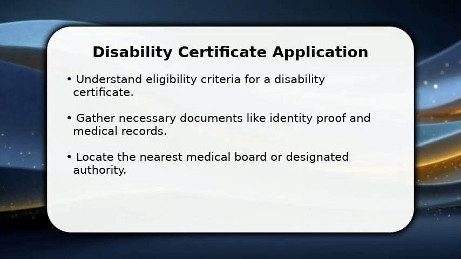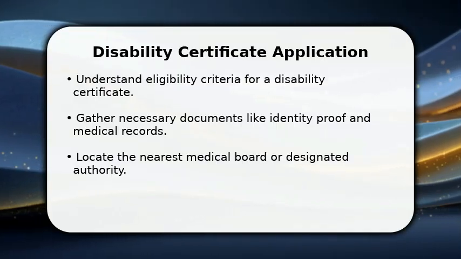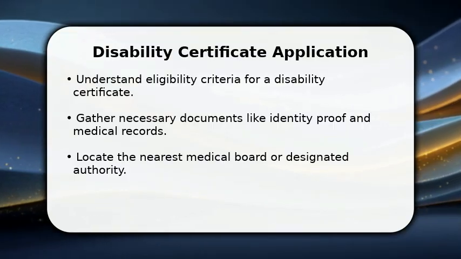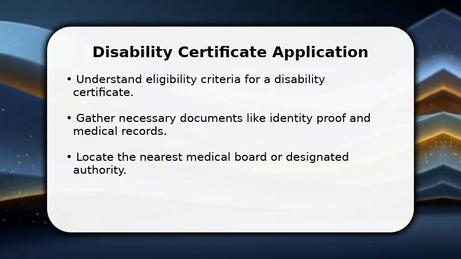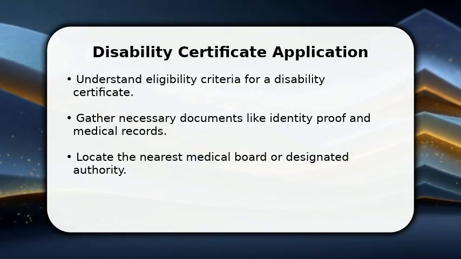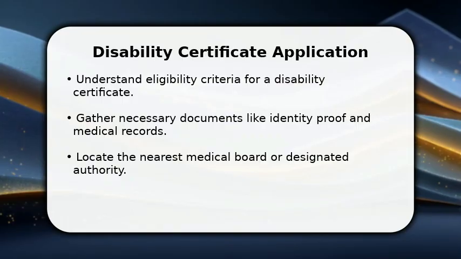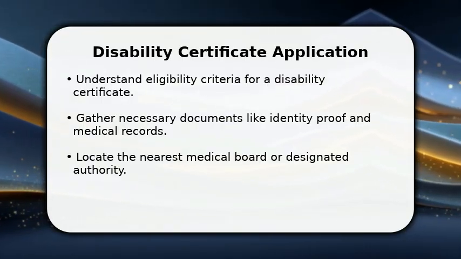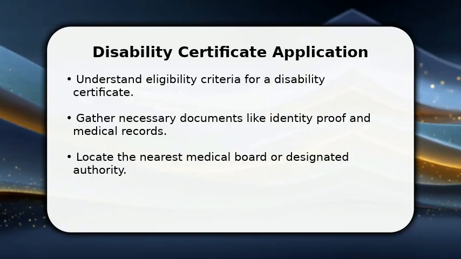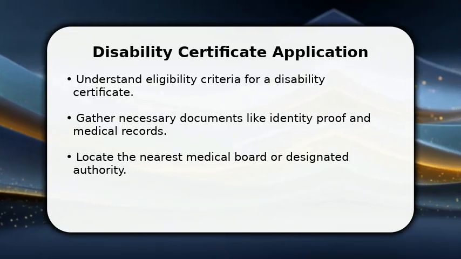Enjoy the video. In this video, I will explain how to apply for a disability certificate in Jammu and Kashmir. First, it's crucial to understand the specific eligibility requirements. You'll need to gather all your essential documents, including proof of identity, address, and comprehensive medical reports detailing your condition.